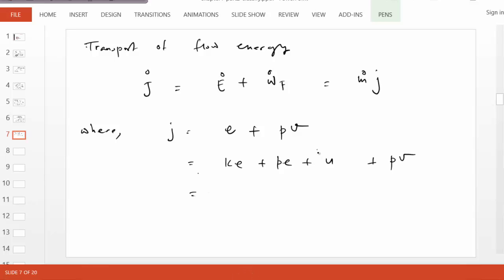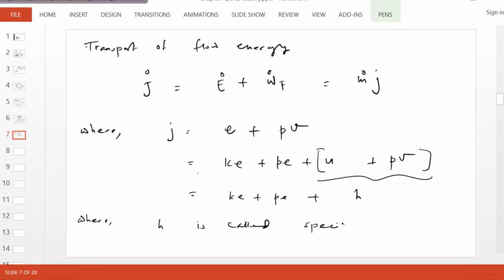It so happens that EU plus PV appears everywhere together, and that's given another new name, so J is KE plus PE plus H, where H is called specific enthalpy. Well, it's just a name. You can take different properties, combine them, and call it a new property. It so happens that U plus PV appears everywhere.